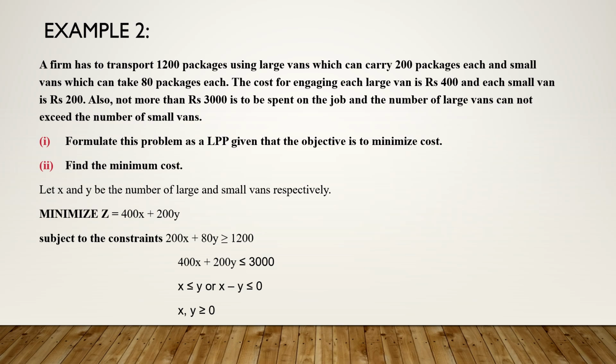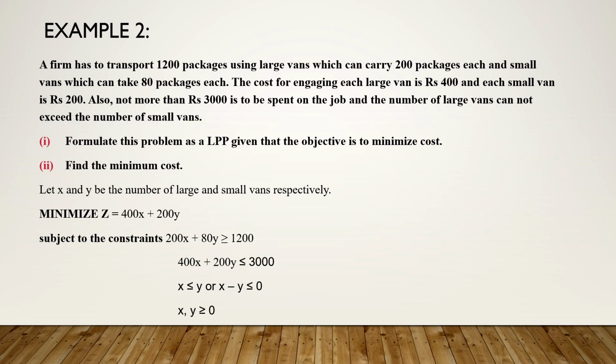Second example is, a firm has to transport 1200 packages using large vans which can carry 200 packages each, and small vans which can carry 80 packages each. The cost for engaging a large van is rupees 400, and for one small van it is rupees 200 per van. So one more constraint is given, not more than rupees 3000 is to be spent on this job, and the number of large vans cannot exceed the number of small vans.